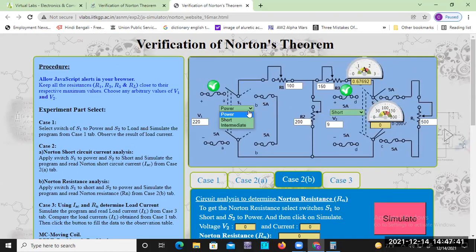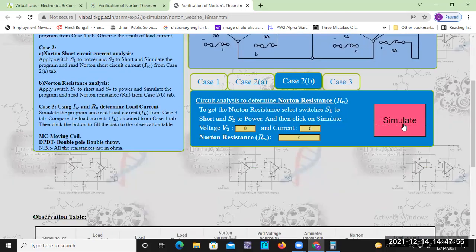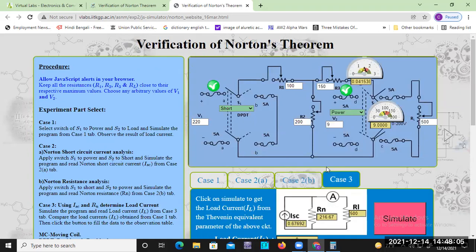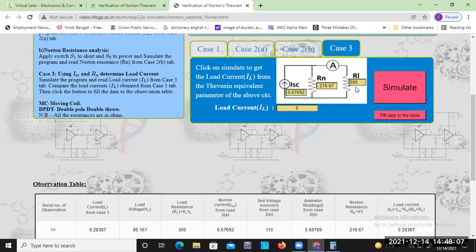Now we have to measure Rn, meaning the internal resistance. For the internal resistance, you have to short this and apply this 9 volt, just like your multimeter occupying the 9 volt battery, and then don't short it, have to power it. Then you have to simulate it. You can get the equivalent resistance is 216.67 ohm.